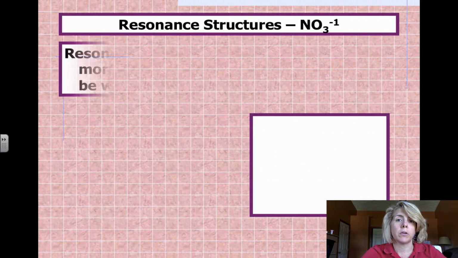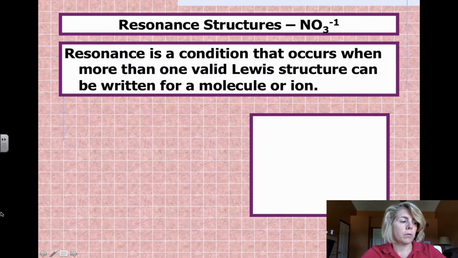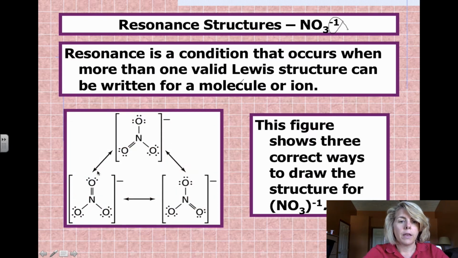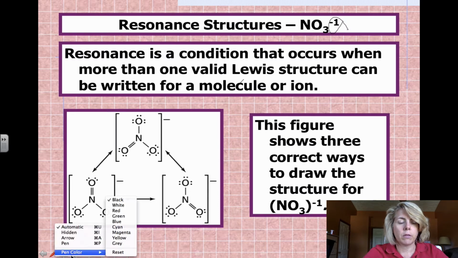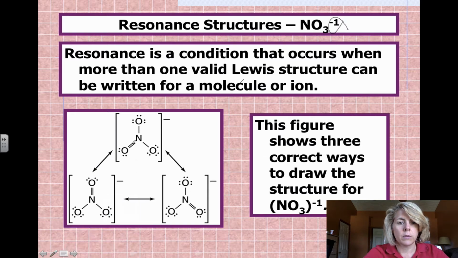And I'll show you a picture of this here. So we have NO3-. This is actually a polyatomic ion, and notice it has a -1 charge, okay? So what happens is the way the electrons are, they float or they travel between the 3 oxygen atoms. So notice we have a double bond here, and then it shifts over here, and then eventually it comes down here. Each structure is correct. It's just that there's no preferential treatment between the different oxygens.